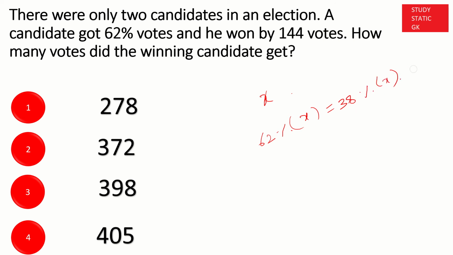And again, these are analyzed by 144. So this person has got 144 more votes than the 38% of X, the loser. So this is the thing. Here again, 62% minus 38% is 24%. So 24% of X is equal to nothing but 144, right?